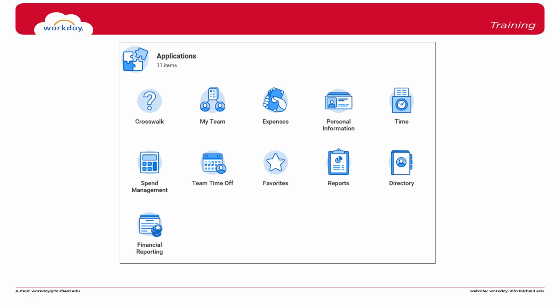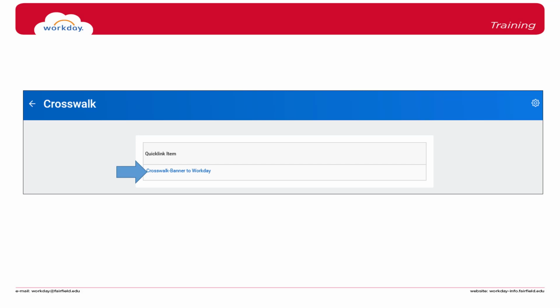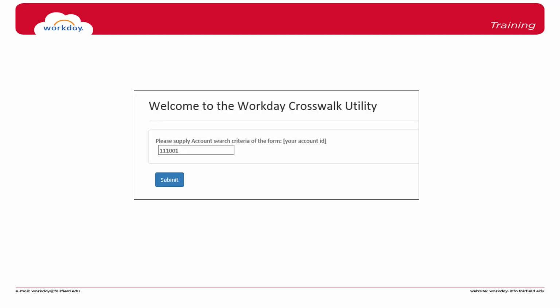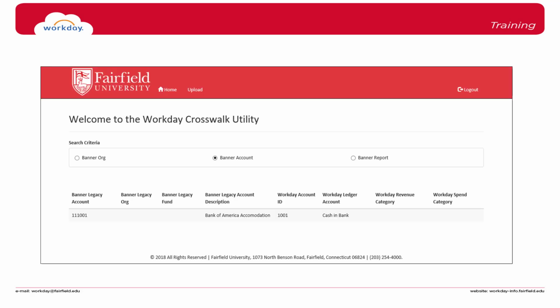To help you transition from Banner to Workday, there is the Crosswalk worklet on the home page that will translate Banner accounts, orgs, and reports to their Workday counterparts. Click on the Crosswalk icon on the Workday homepage. Click Crosswalk Banner to Workday in the Crosswalk worklet. Click the radio button for the type of banner item you want to translate: org, account, or report. Type the banner entry into the search box, then click Submit. The system will display the Workday equivalent.